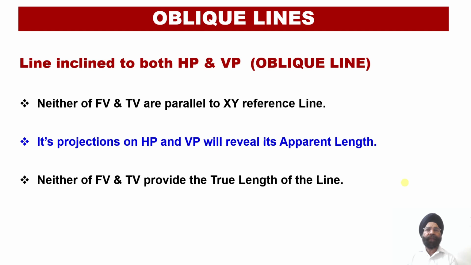view orthographic projection. So we are required to use the principles of the rotation of the line method in order to develop the true length of the line in the front view and the top view, and the true inclinations of the line with the two reference planes.